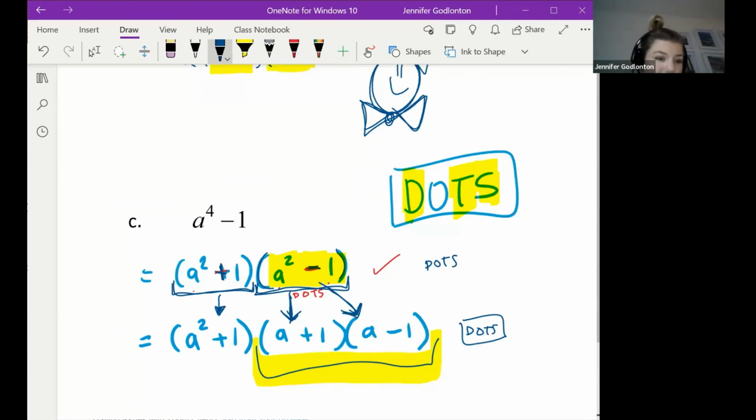So Velenda, that sort of answers your question as well. That's why we did do dots. If you can do dots, you do dots. Basically, we factorize until we can't factorize anymore.